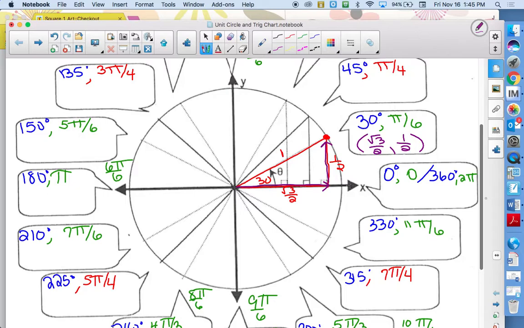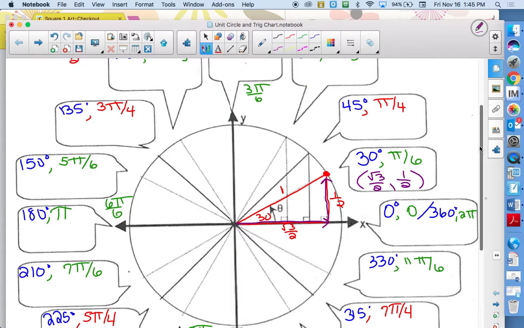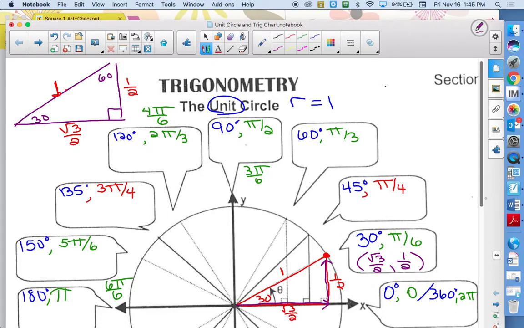Every 30-degree angle will have that point. The square root of 3 over 2, 1/2. The other thing that's special about that ordered pair, if you look back at your triangle, you don't have to write this down, but just kind of getting you to think.